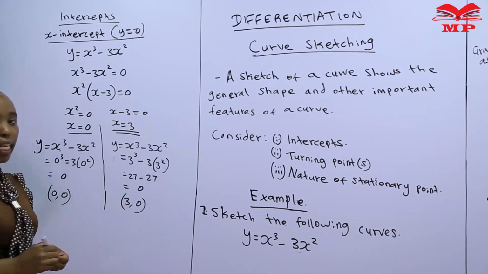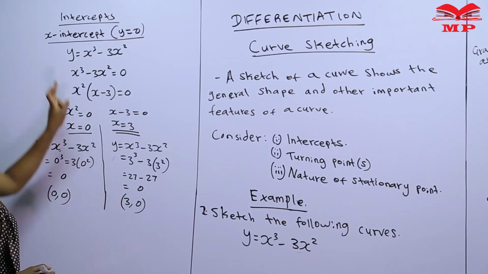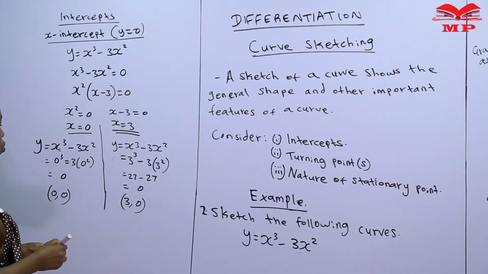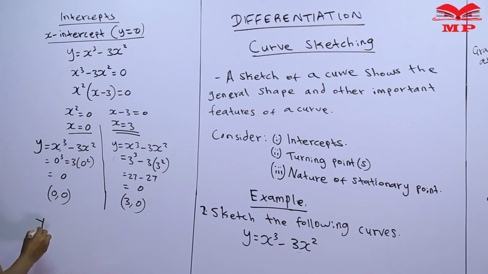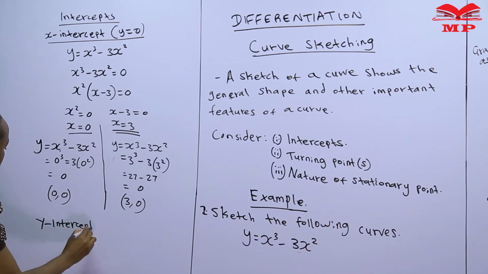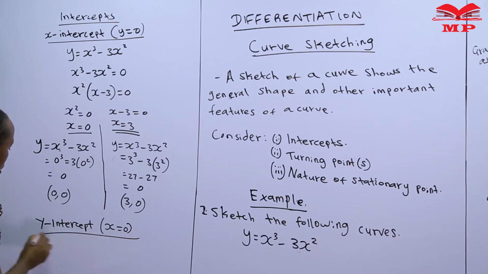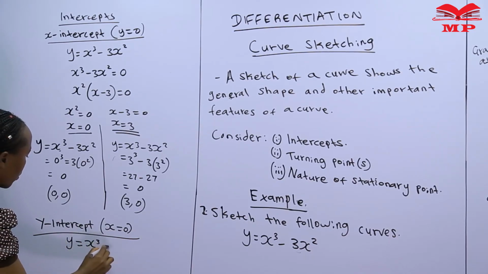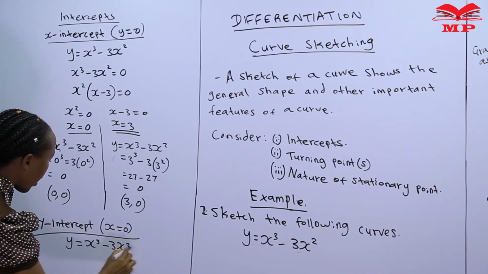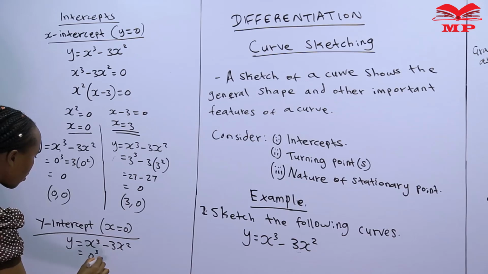So those are the intercepts, 0, 0, 3, 0. That is the x-intercept. Then we move on to the y-intercept. The y-intercept simply means it is when x is equal to 0. So our equation y is equal to x cubed minus 3x squared will therefore be equal to 0 cubed.